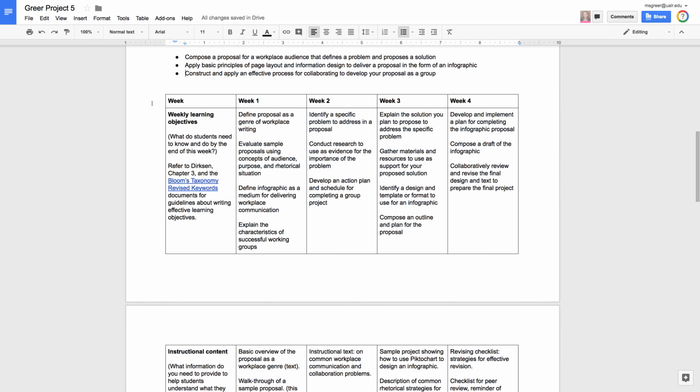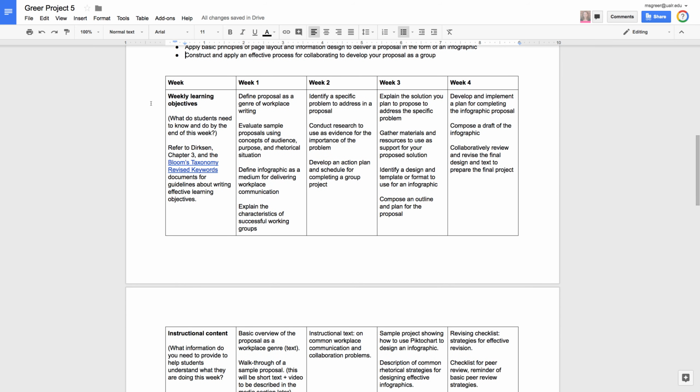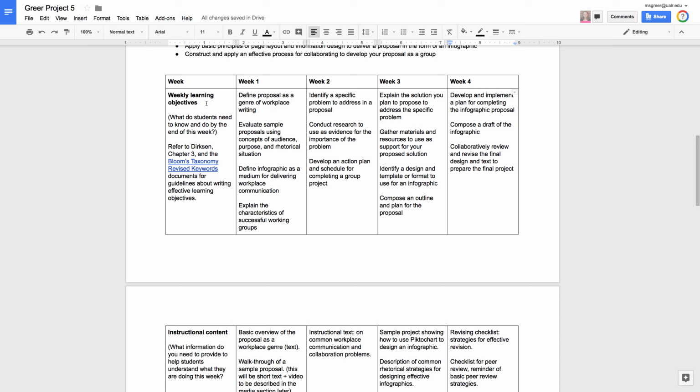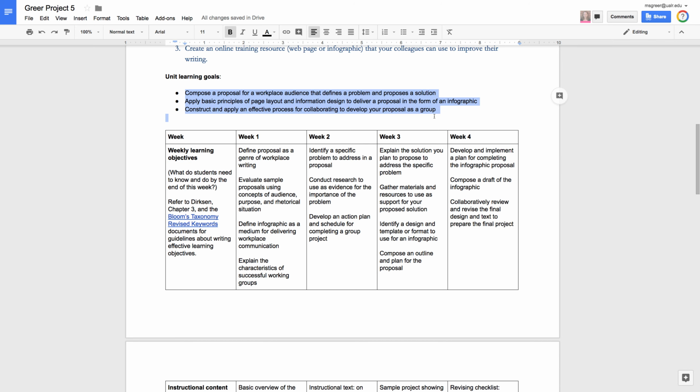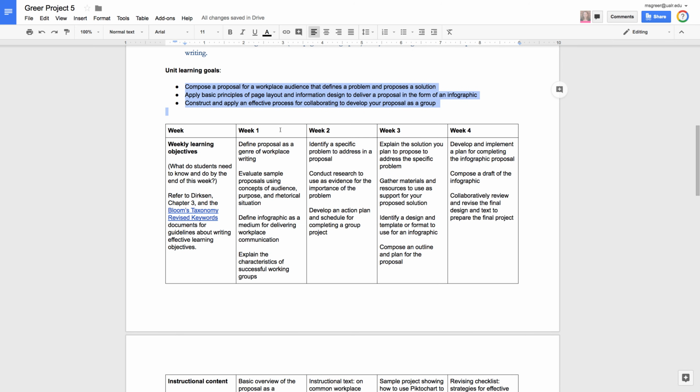So from there, and this is something I addressed in a previous video, I defined these 4 weekly goals. So the way I do this is I start with the weekly learning objectives and say, okay, given that we want to get here at the end of the 4 weeks, how am I going to break that down? So here are my weekly goals. I won't read them, but I do encourage you to take a look at these.